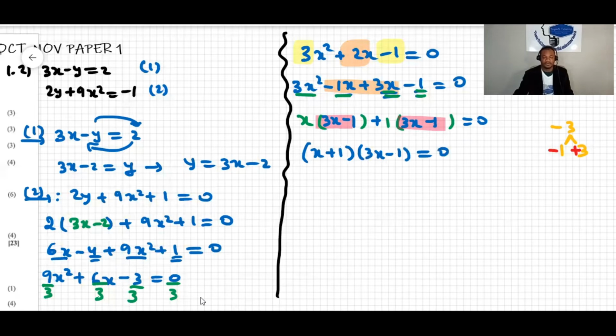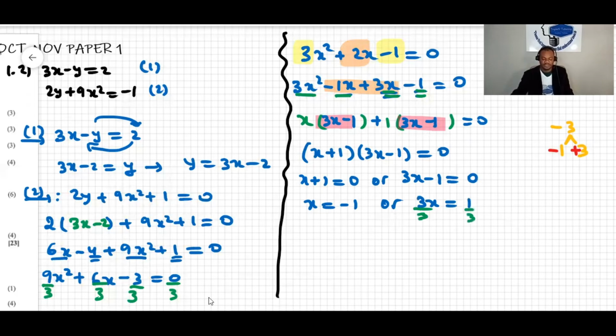Okay, and according to the law of multiplication, this means that x plus 1 is 0, or 3x minus 1 equal to 0, which means x is equal to -1, or 3x equal to 1. If we divide both sides by 3, this means x is equal to a third.